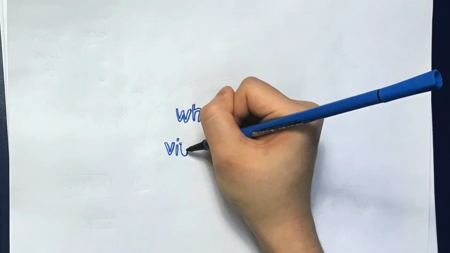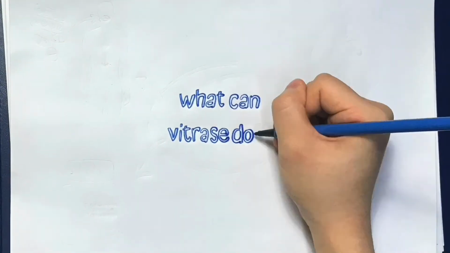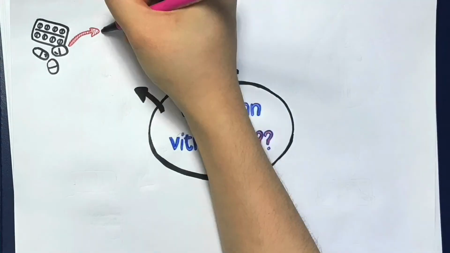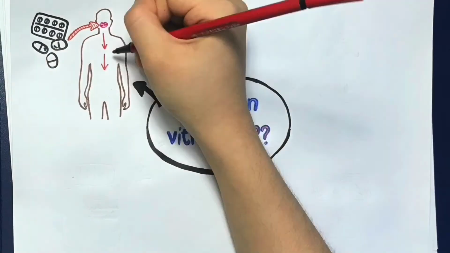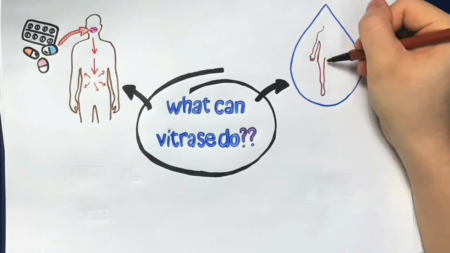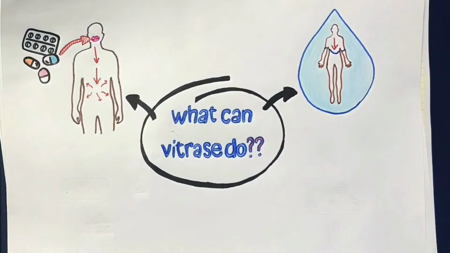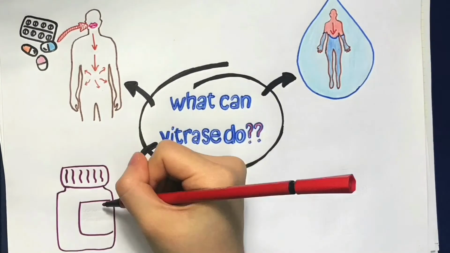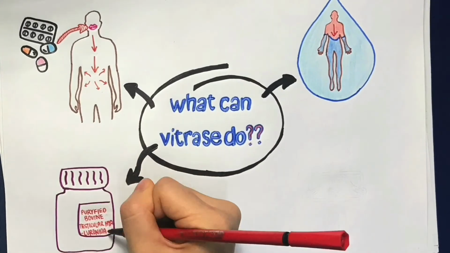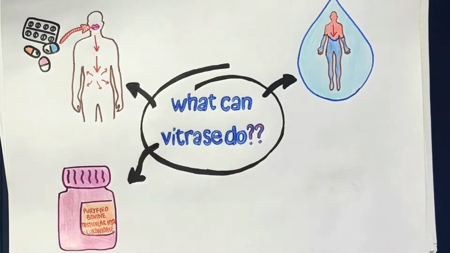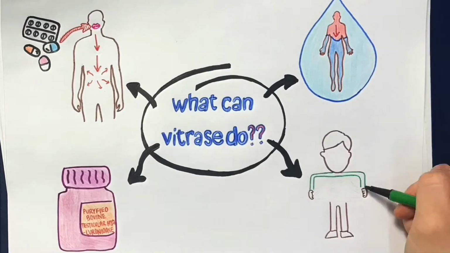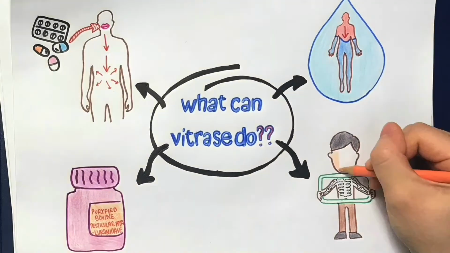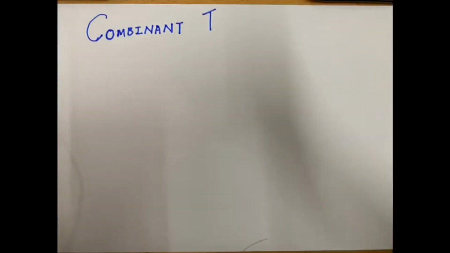Next, what can Vitrace do? First, Vitrace can be used to increase the dispersion and absorption of other injected drugs or medication. Second, it is used together with fluid injected into the body to treat dehydration. Third, it can also be used to prepare purified bovine testicular hyaluronidase. Lastly, hyaluronidase is also used to help contrast dyes in our body show more clearly on certain types of X-rays or scans.